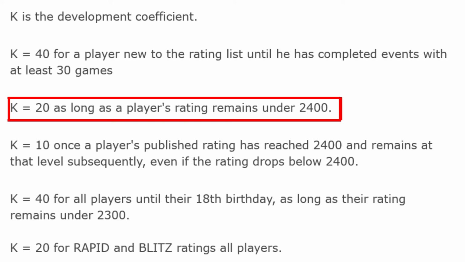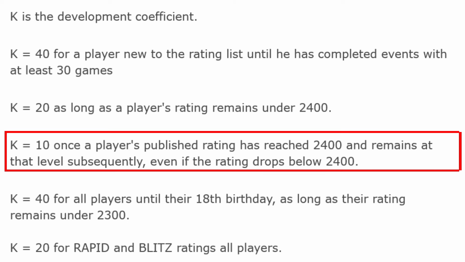The second point says that your K will be 20 for a rating above 2300 and below 2400. So if your rating is in this range, your K factor will be 20. The third point says the K will be 10 once a player's published rating has reached 2400 and remains at that level subsequently, even if the rating drops below 2400. So what does this statement mean? The first part says that your K will be 10 above 2400. The latter part says that if you cross 2400 once and then drop back to 2300, your K will still remain 10. That is what the third point states.